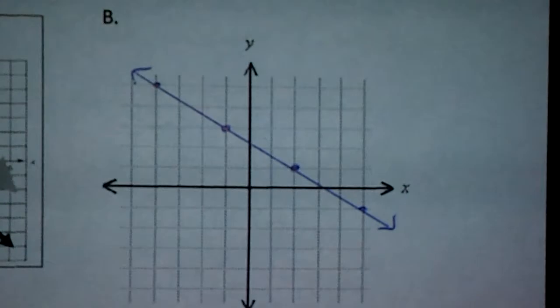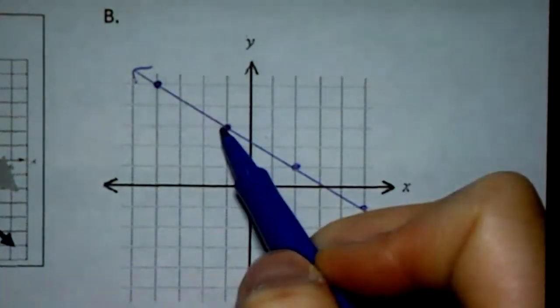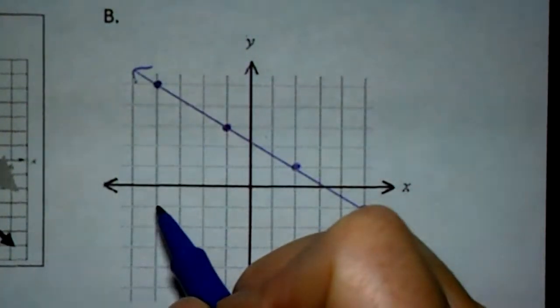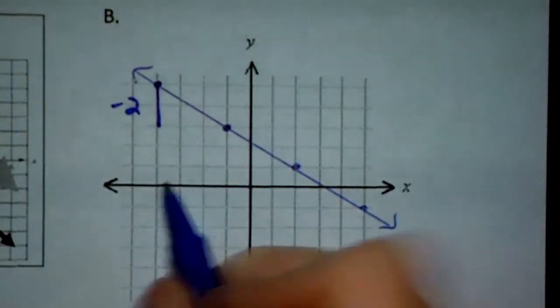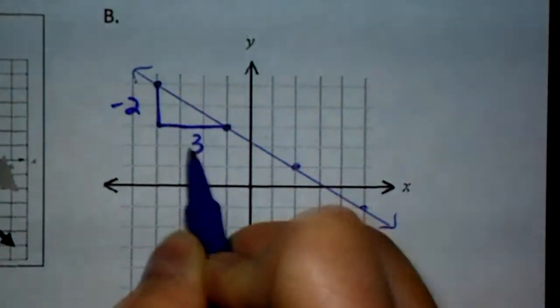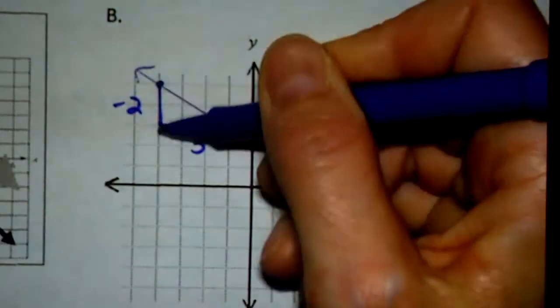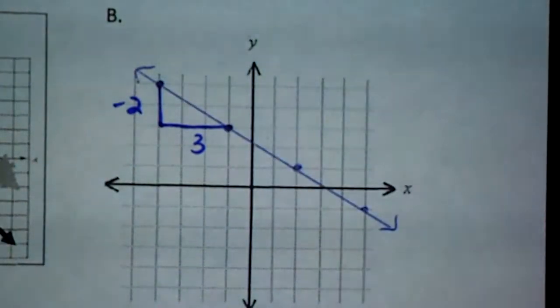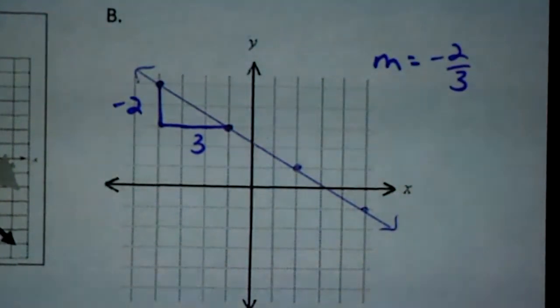All right, let's try another one. Here's the B. Pick any 2 points you want. It doesn't matter which ones. I'm going to start with this one and go from here to here. So to get from this point to this point, the vertical change, the change in the y-axis, I have to go down 2. And the change in the x, I have to go right 1, 2, 3. And right 3 means positive 3, right? So up positive, down negative, right positive, left negative. So that would make the slope of this negative 2/3.